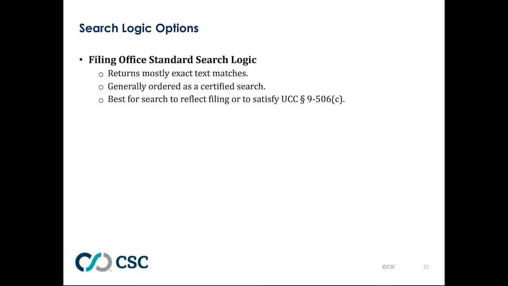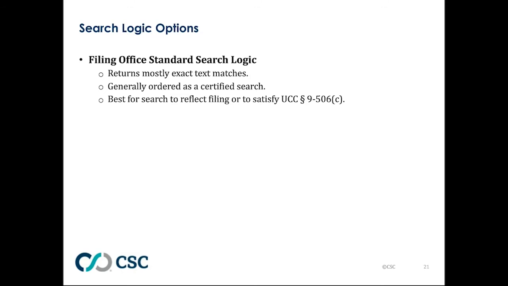This type of search logic is best used for two purposes. One is to conduct a search to reflect after filing. Because it's so narrow, it will be more telling as to exactly whether the record was indexed and if it was indexed correctly. It's also required to be used to determine if a non-compliant debtor name is still good enough under Article 9 to allow the record not to be seriously misleading.